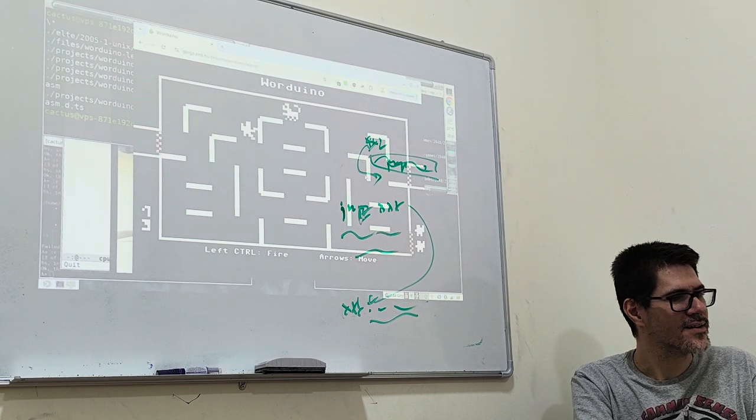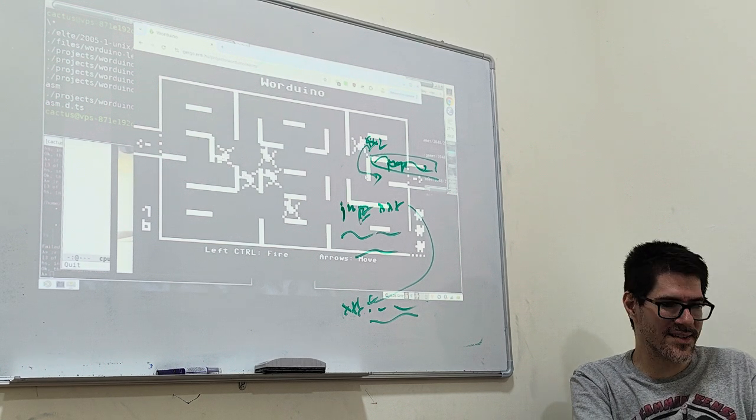So did you have to write the interface? I guess that's painting on a canvas in the browser? Yes, it is running on a canvas.